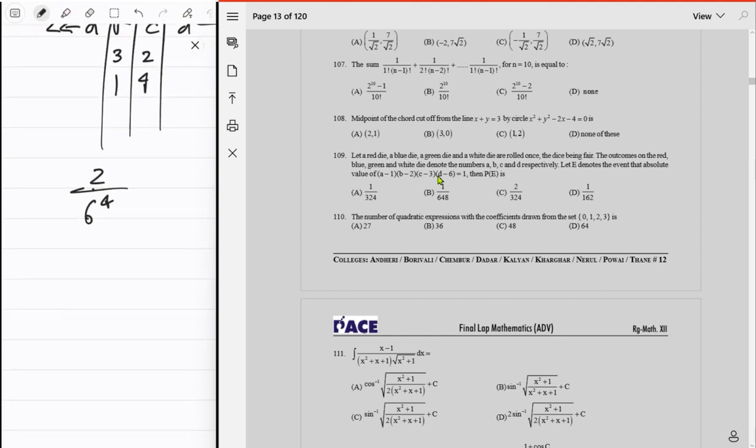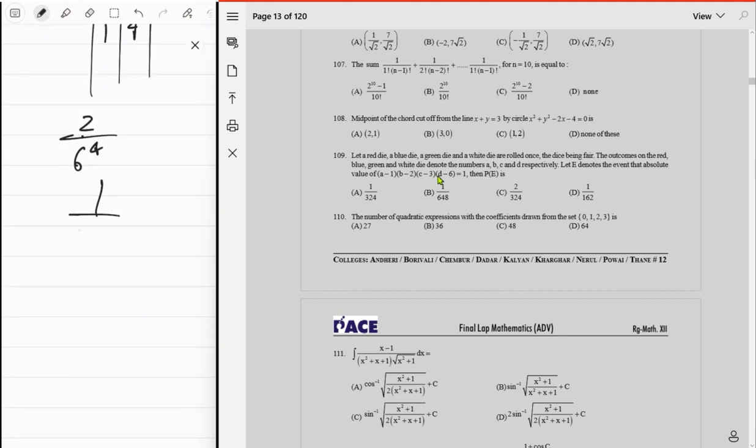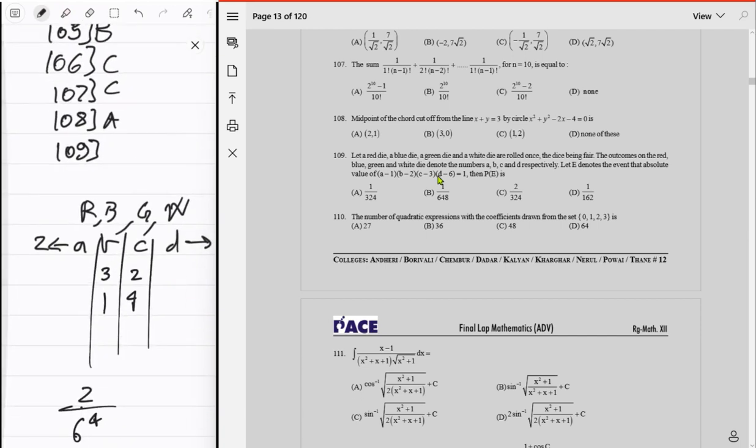Whatever. What was your answer? 1 upon 3 times 6 power 3. So 1 upon 3 times 6 power 3: 36, 30, 216. It's like 1 upon 6, 3, and then 18, so just 648, which is B. Next question.